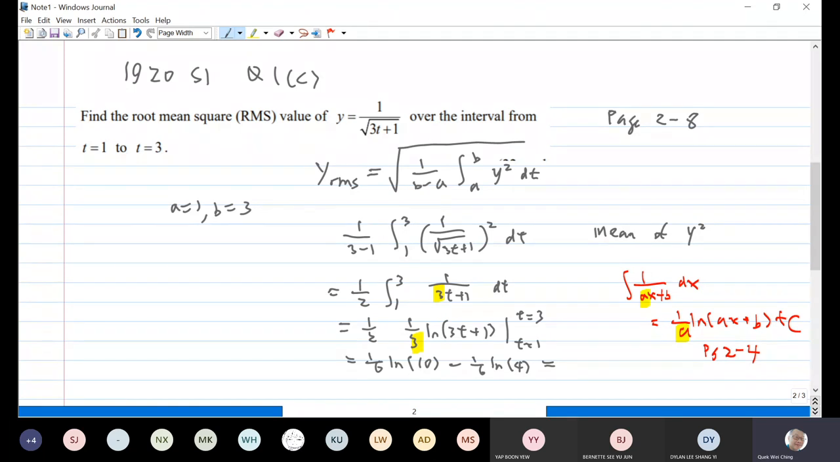So you need 1 over 6 times ln 10. Basically, you need to find out what ln 10 is first. Ln 10 minus ln 4, and then divide by 6. You get 0.1527. Okay, so this is 0.1527.